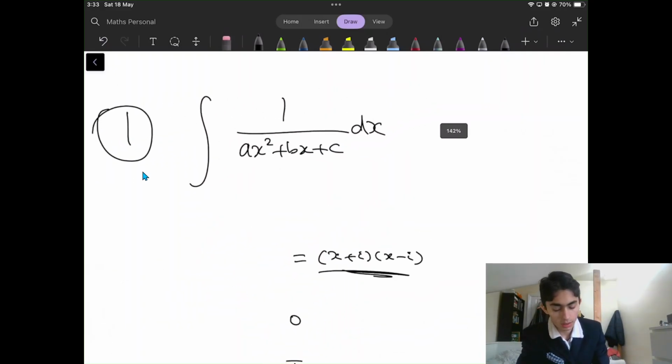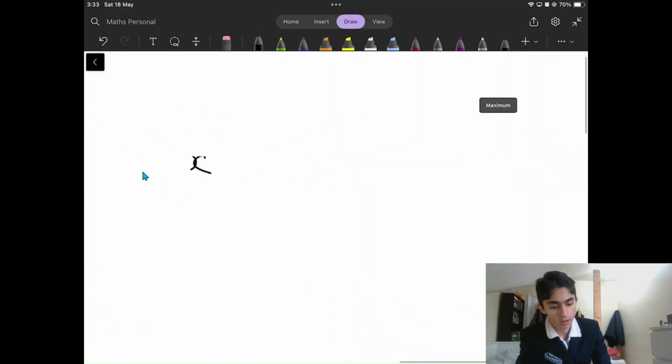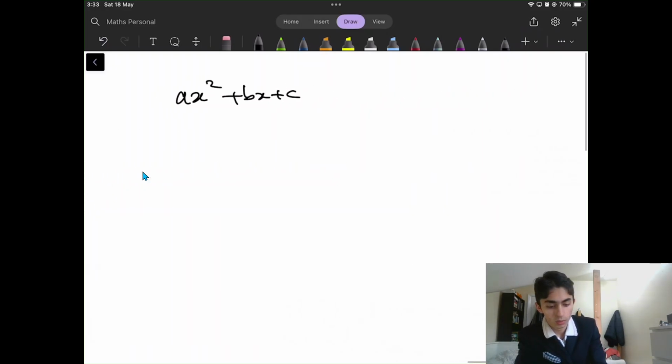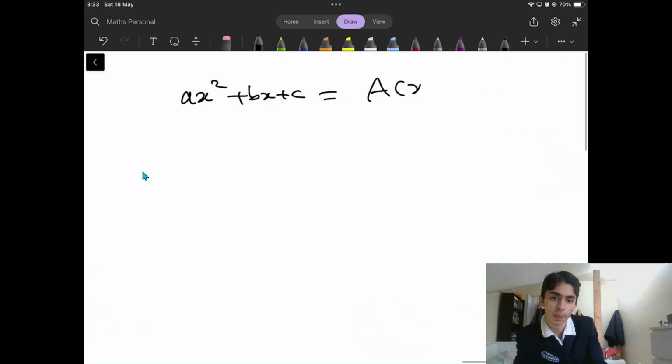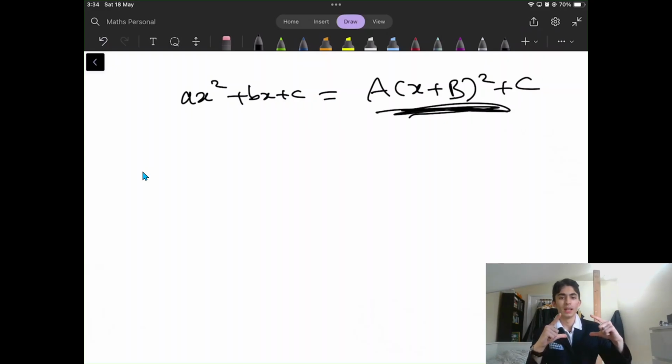So instead, we're going to be completing the square of the denominator, which, if you're unsure what that is, if you have quadratic like this, you can rewrite it in this form, right? This is a completed the square form, where it's just a linear equation to the power of 2 times a factor plus another factor, right?